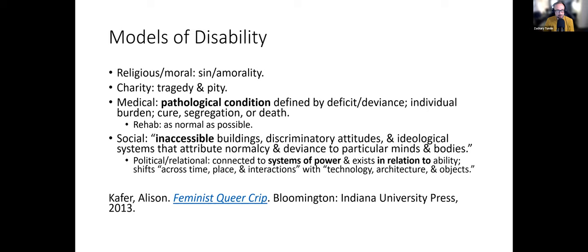This leads us to the social model of disability, which instead emphasizes inaccessible buildings or the built environment, discriminatory attitudes, and ideological systems that attribute normalcy and deviance to particular minds and bodies. Coming off of the social model, we have the political/relational model, which I'm still learning more about. This is connected to systems of power, and it points out that disability always exists in relation to ability, and that we see disability shift across time, place, and interactions, as well as with technology, architecture, and objects. What we think of as disability changes over time.